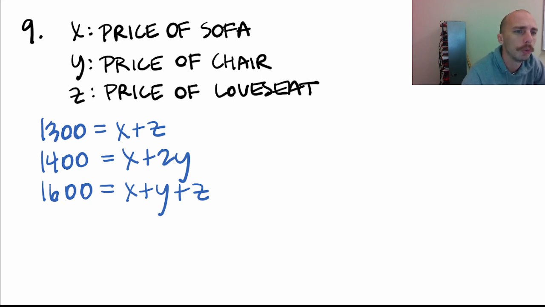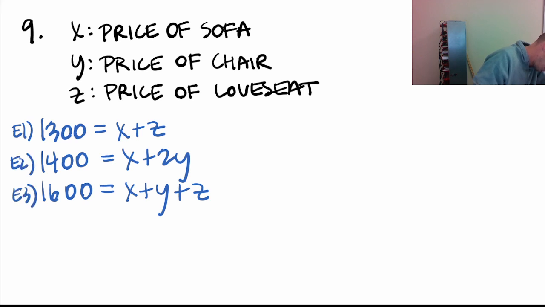If I label these equation 1, equation 2, and equation 3, I'm going to do equation 2 minus equation 1. And then I'll also do equation 3 minus equation 1. That's what I should have been doing from the first place. I see that now.